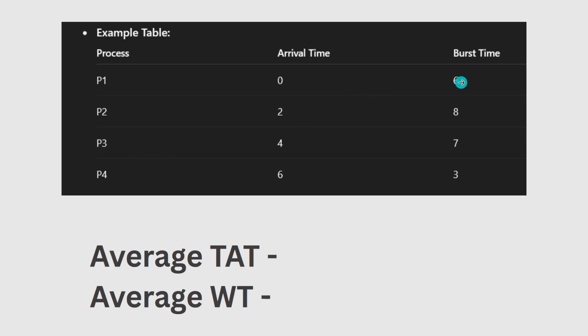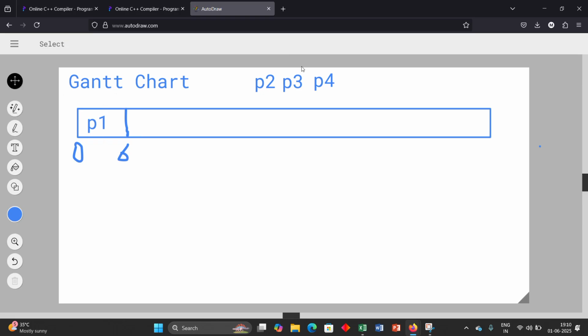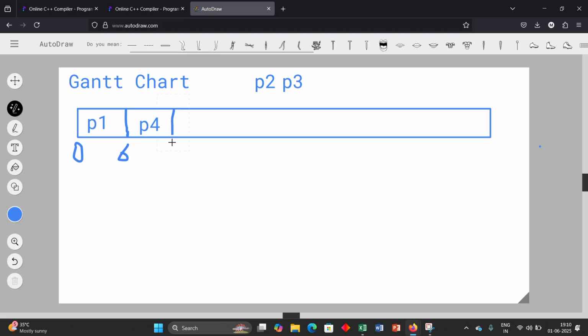Next, after 6 seconds of its execution, we have arrival times 2, 4, and 6, so processes P2, P3, and P4 are all available in the ready queue. Now which process is to be selected? It depends on burst time. P4 has the minimum burst time, so P4 will get the CPU and will execute for 3 seconds. So we will be getting 9 here.